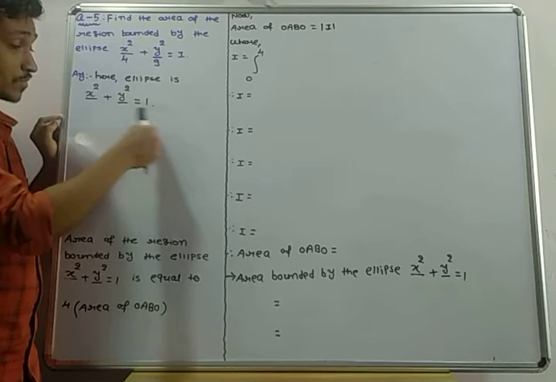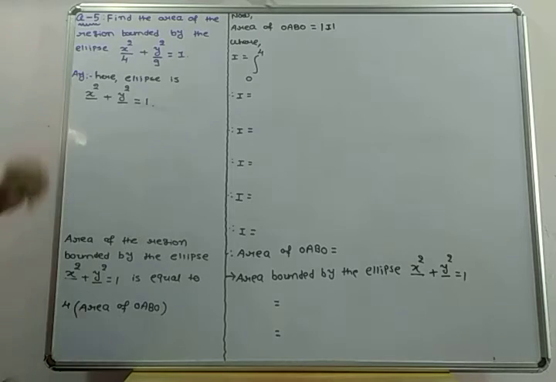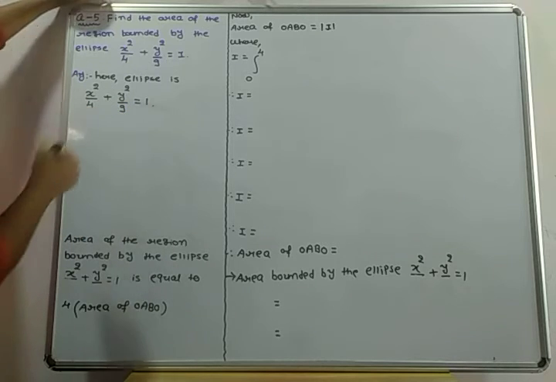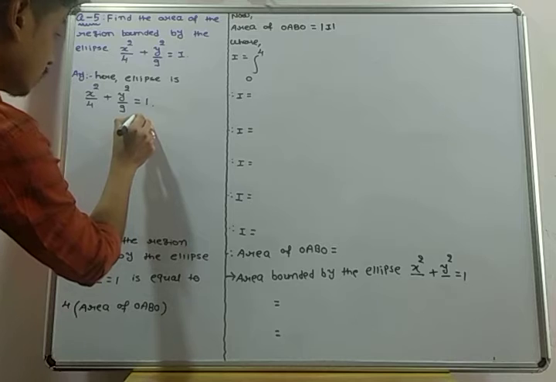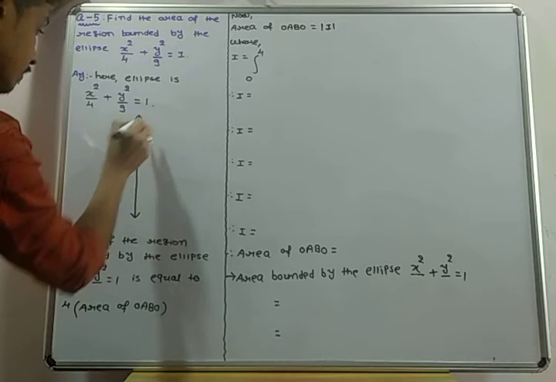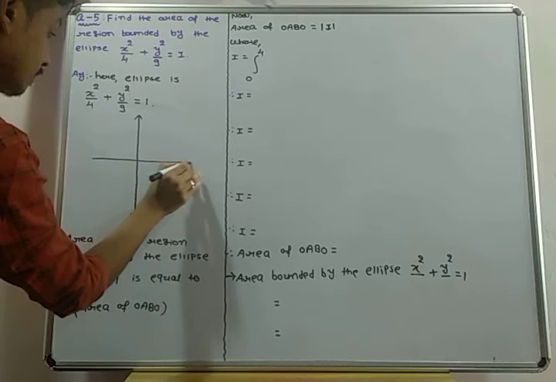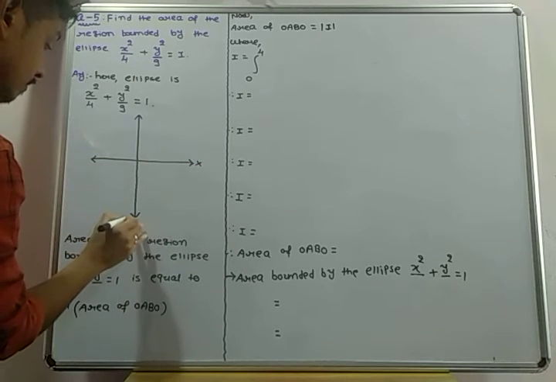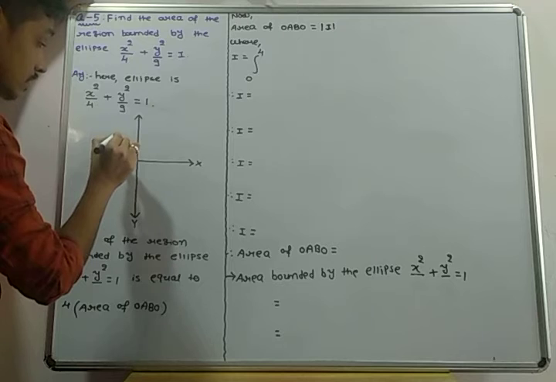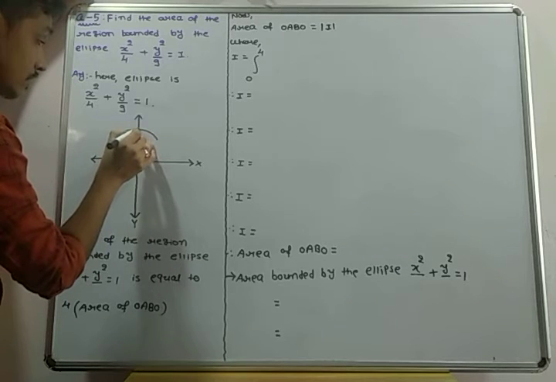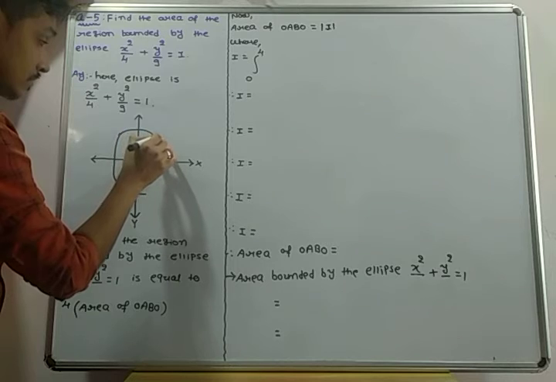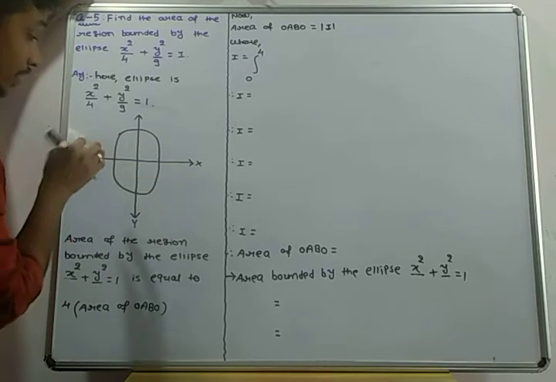The ellipse shape is vertical. Just as we drew a horizontal one in the last sum, now we have to draw a vertical one. So here the ellipse is x square by 4 plus y square by 9 equal to 1, a equal to 2 and b equal to 3, so the diagram is vertical. This is your ellipse.